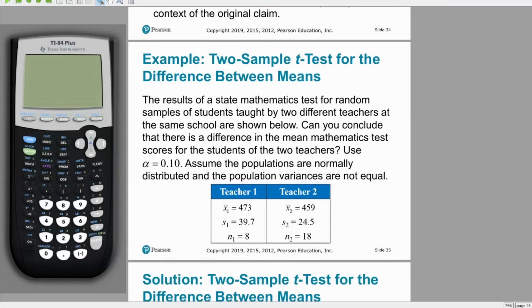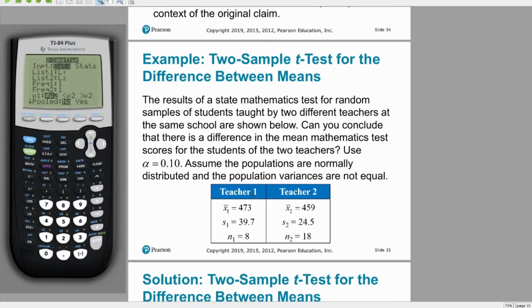Now we're going to look at how we can compute a t-test using two samples and without knowing the values for the standard deviations of each population. So with this, we're going to go into the calculator and we are going to go into our two-sample t-test computation in the tests menu, option 4.